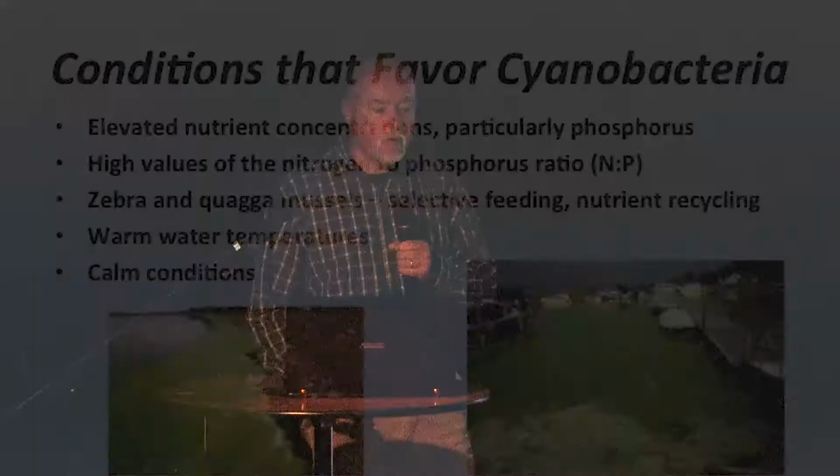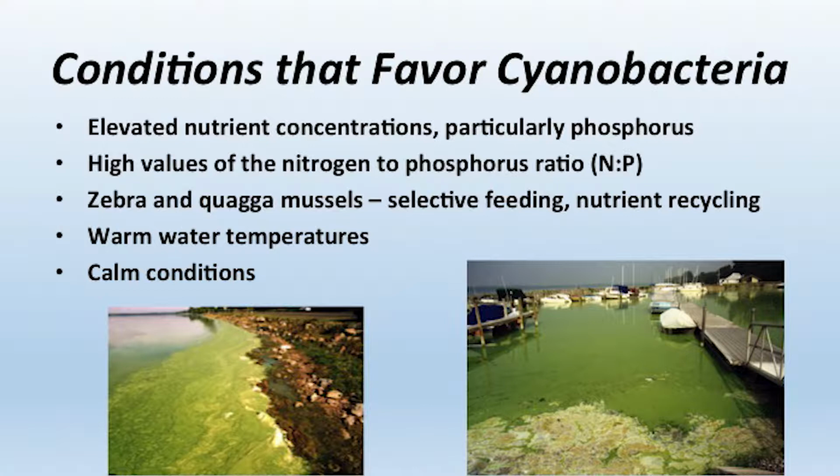So what are the conditions that favor cyanobacteria over other forms of phytoplankton? And we should always remember that this really is a competition. Phytoplankton and cyanobacteria are competing for light, they're competing for nutrients. High elevations of nutrients, in particular phosphorus, but perhaps also nitrogen, tend to favor cyanobacteria in this competition. They also do well at the low levels of the N to P ratio.